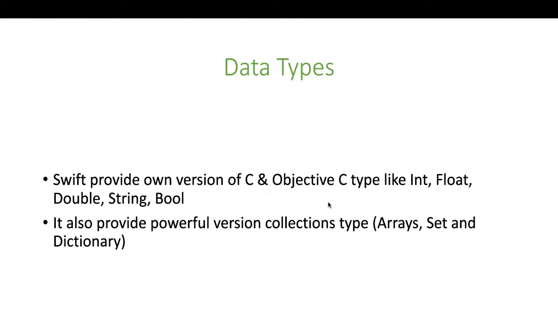Okay, moving forward, data type. Swift provides its own version, right? From C and Objective C. It has integer, float, double, string, and boolean. Actually, what is a data type? Data type means that there are some kinds of storage, right? That you need to access based on the value that you have.